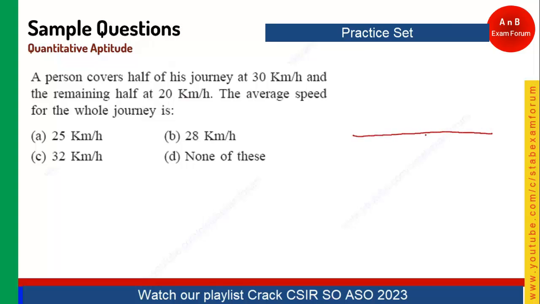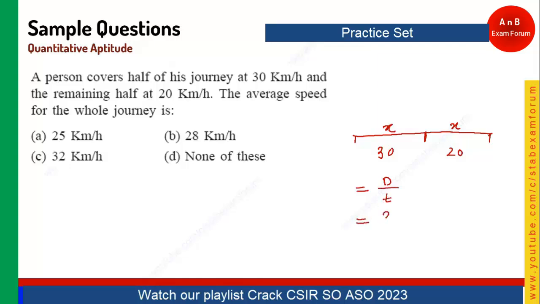Okay, so the person covers half the journey. Let's say this is x, this is x, because an equal journey is there, right? So it covers this distance with speed 30 km per hour and this with 20 km per hour. We need to find the average speed. Okay student, first I will show you the long method, after that I will tell you the shortest trick for this question. So average speed is again total distance by total time taken.